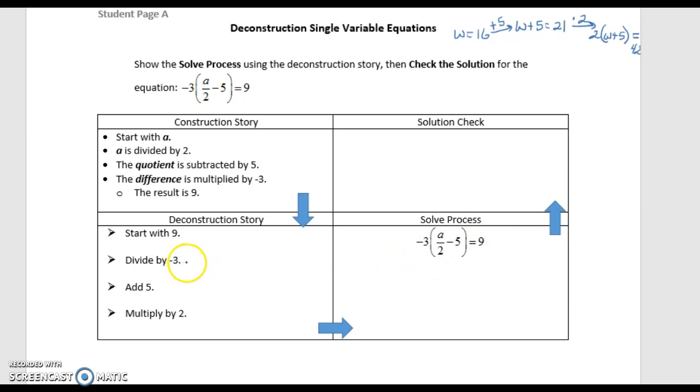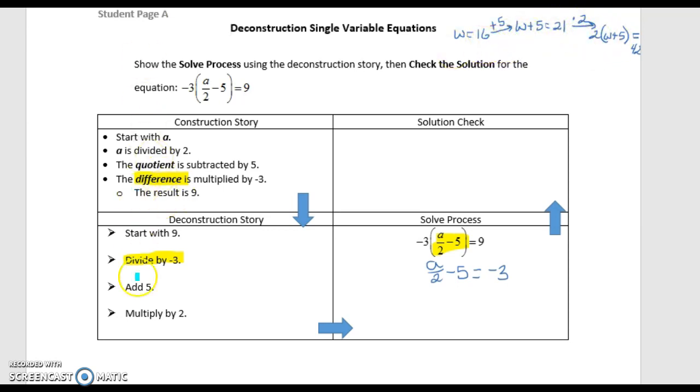This tells us we're going to divide by -3. When I divide by -3, I know that I'm going to end up with a difference, and that difference is this piece right here. So when I divide by -3, I am left with the difference, and this difference must be equal to -3, because when I multiplied by -3, I ended up with 9. So it's the opposite. We're just going backwards on our construction, or our webs, that we had done from the beginning.